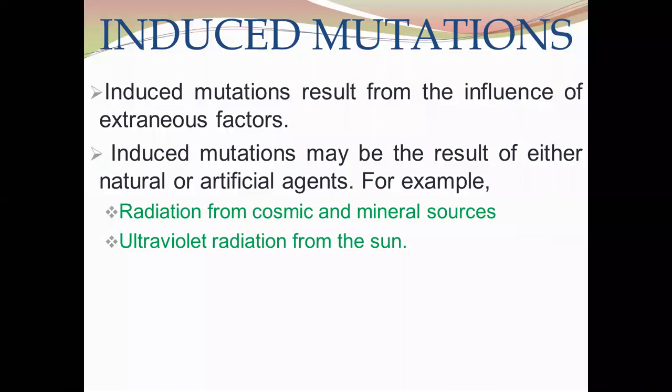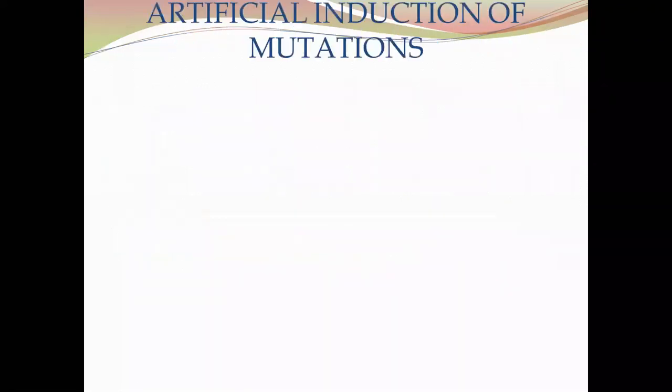This is the biggest source of ultraviolet radiation, and one of the major causes of induced mutations. Every living organism is exposed to this ultraviolet radiation coming from the sun. So mutations are a continuous process in living organisms due to exposure to the UV light coming from the sun. Mutations can also be induced artificially.